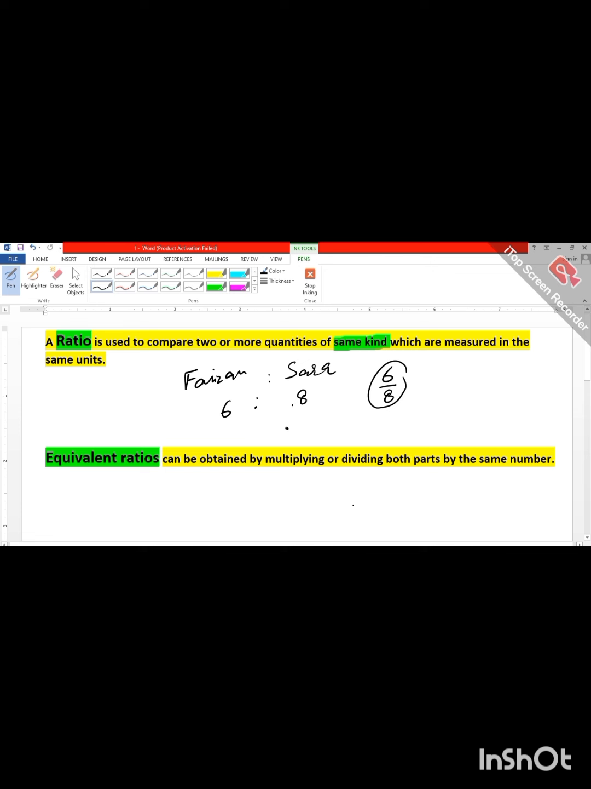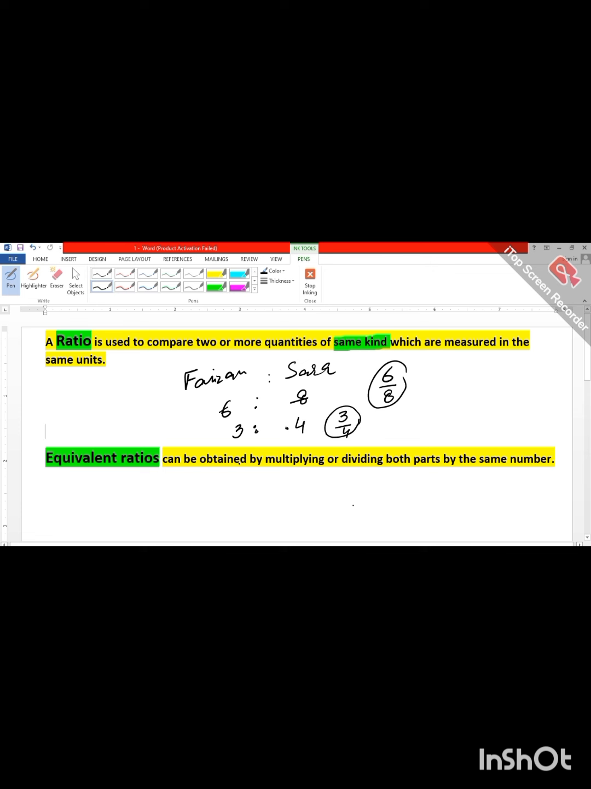So what is the HCF of 6 and 8? Can anybody guess? Yes, it is 2. So if we divide 6 by 2, what do we get? We get 3. And if we divide 8 by 2, we will get 4. So what is the ratio now? 3:4. And this is the simplest form of the ratio. It's quite an easy topic. Yes.